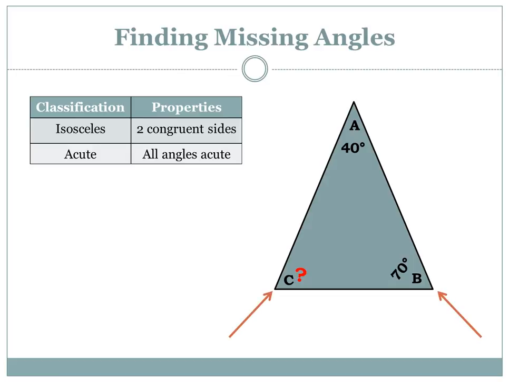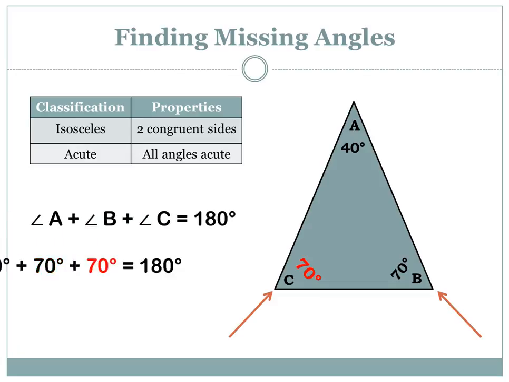In this situation, there is no need to do any additional calculations. If we know one of the congruent angles measures 70 degrees, the opposite angle is also 70 degrees. You can check your work by adding up the angles to ensure it equals 180 degrees.